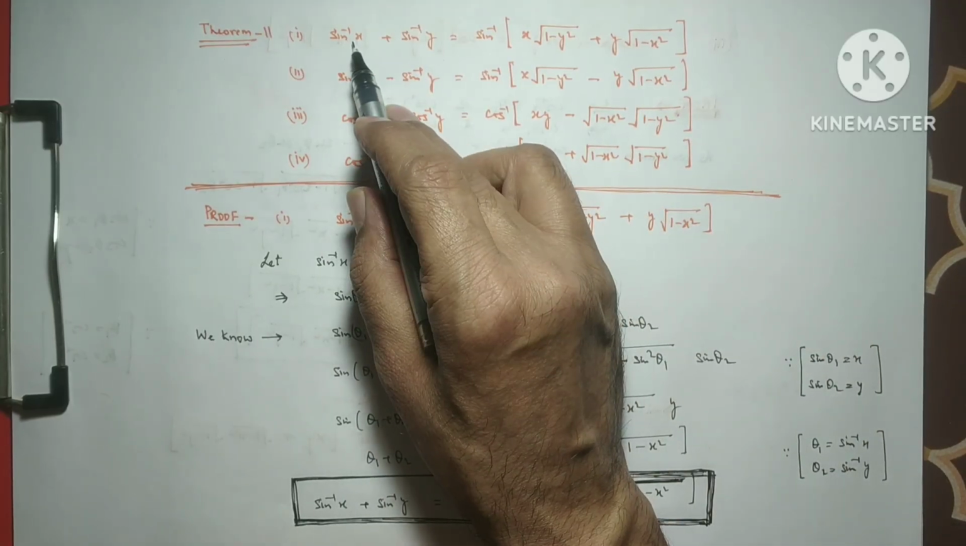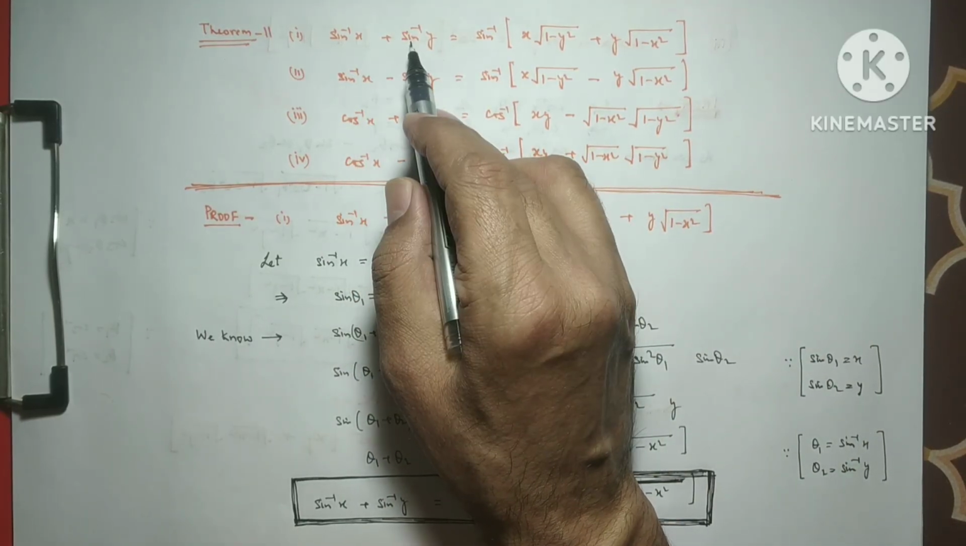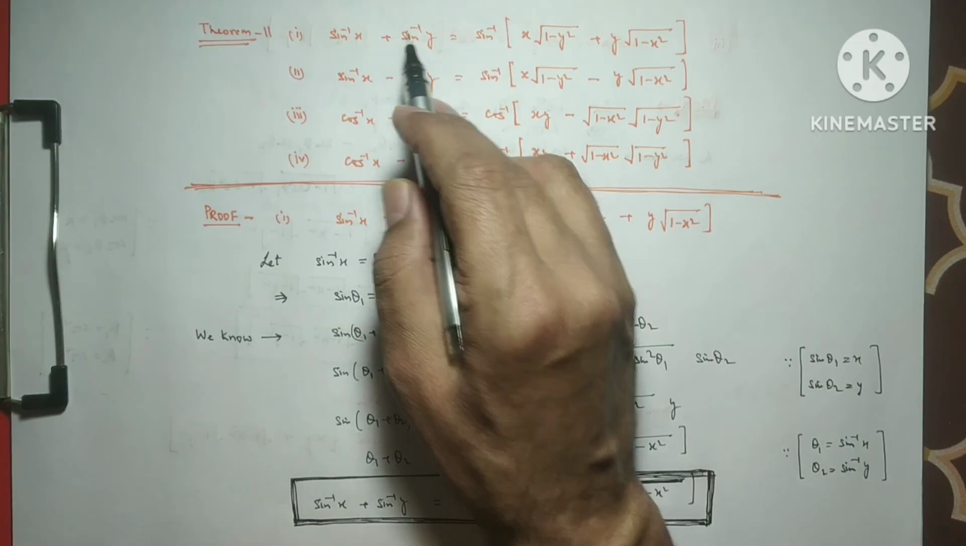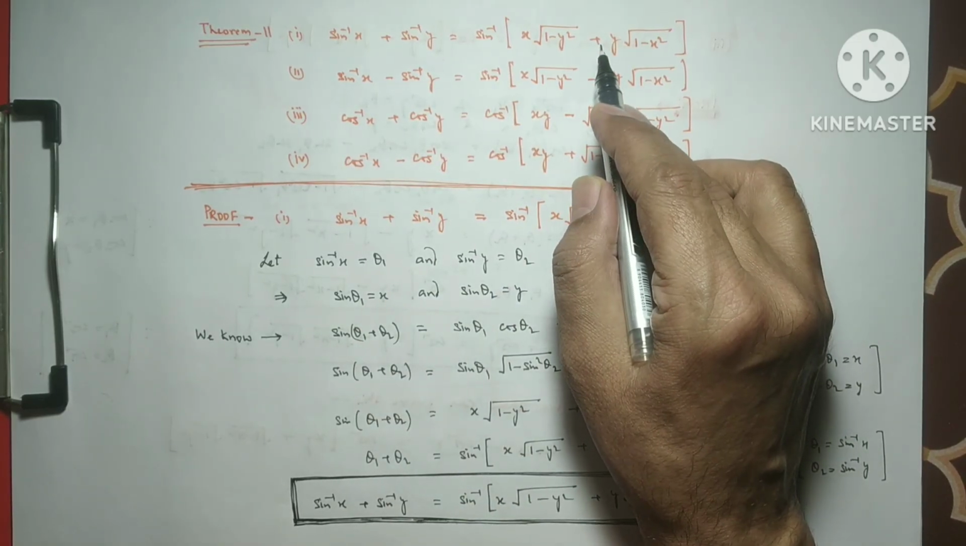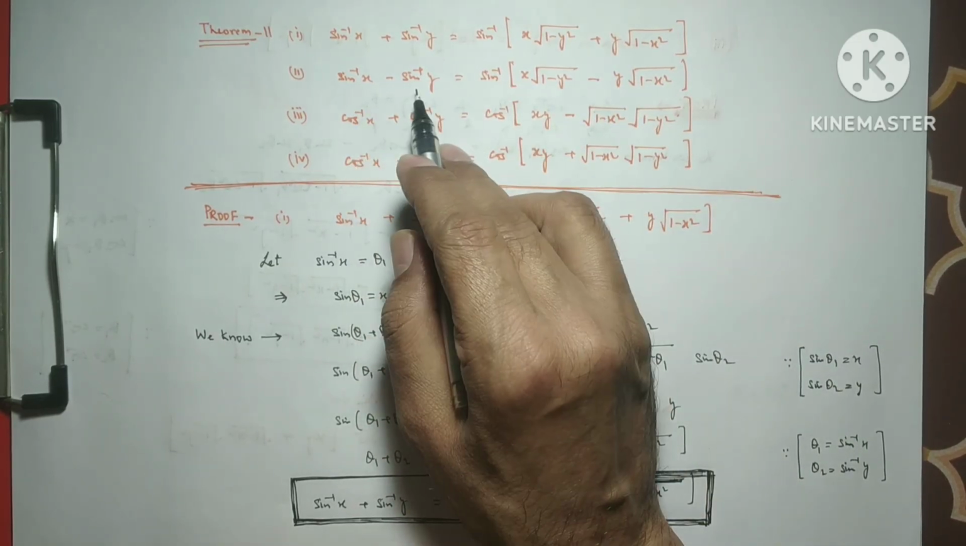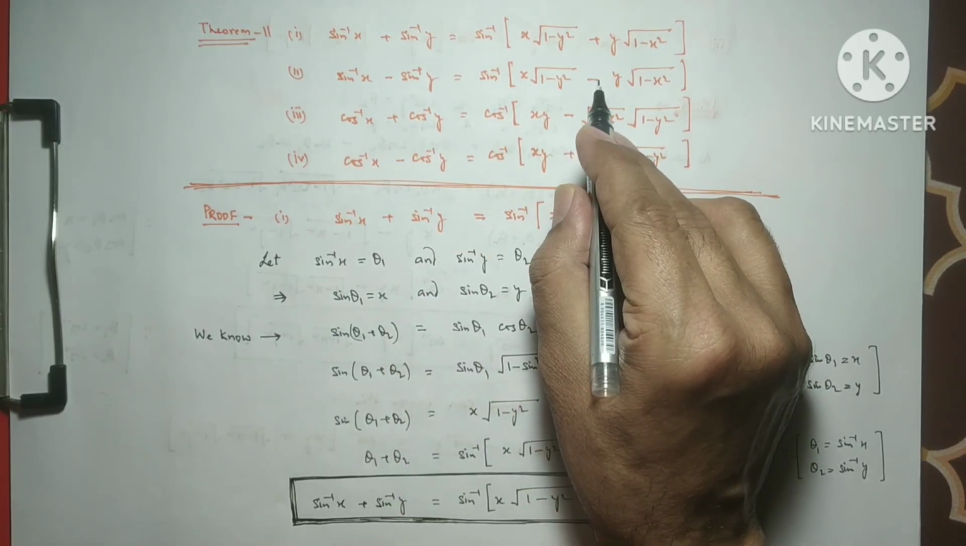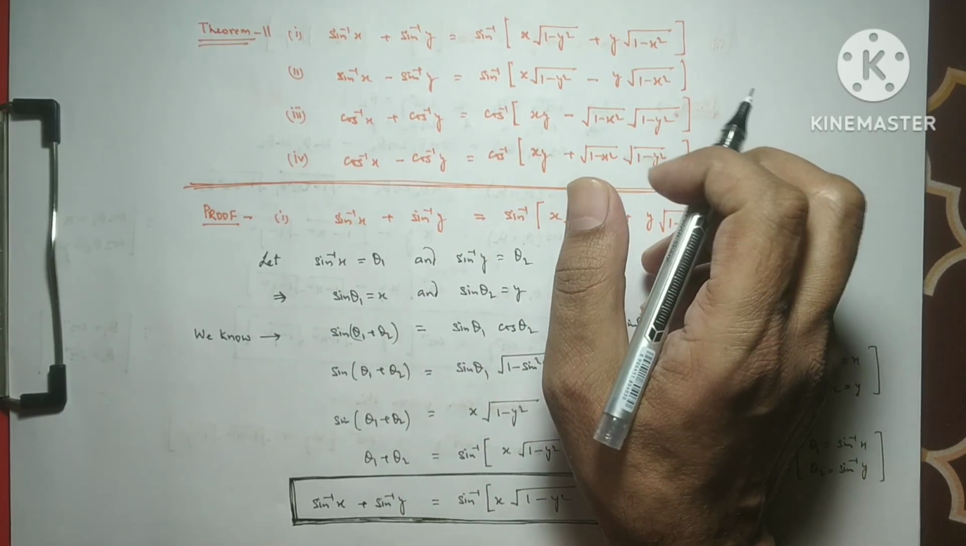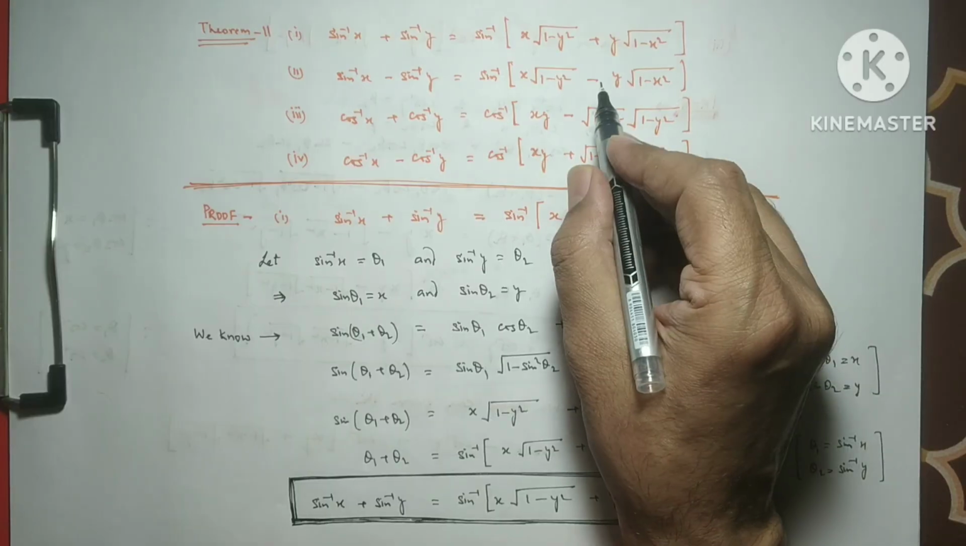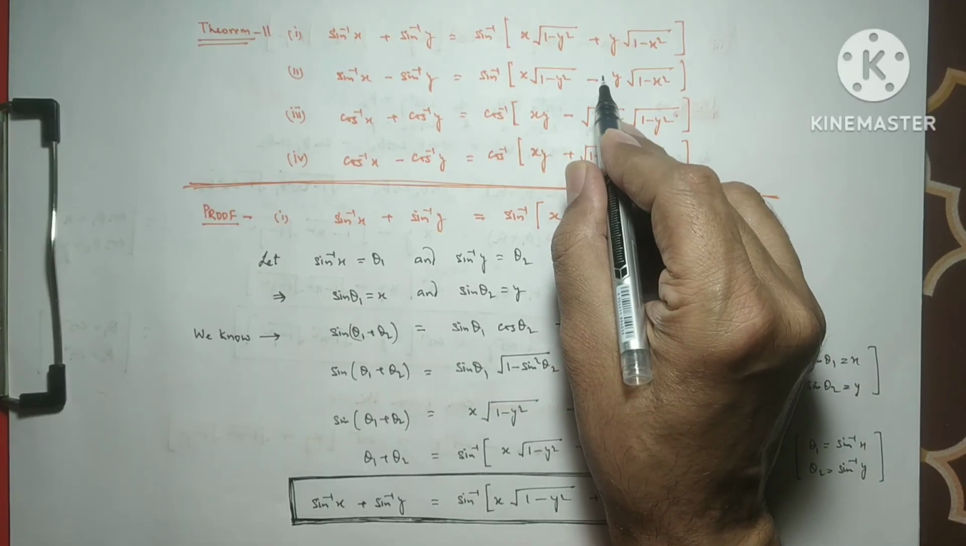It means when we add these two sine inverses, there will be a positive sign. When we take the difference of two sine inverses, then we have the formula with a negative sign. So in this formula we obtain a negative sign.